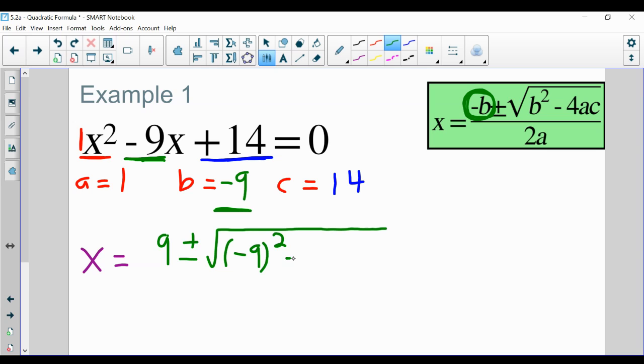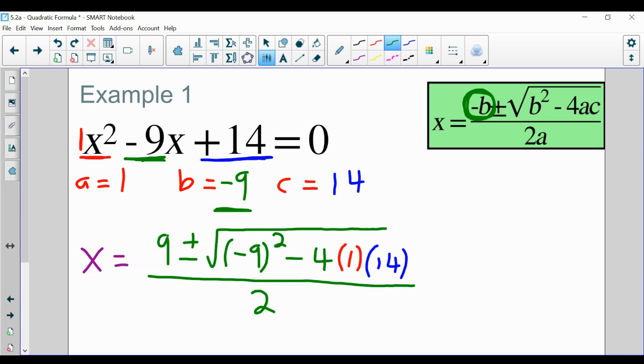And then after that, it's a minus 4 times a, and a is 1, times c, which is 14. And then all of this is being divided by 2 times a, which is 1. So right there is the most difficult part of the quadratic formula, just plugging things in the correct spots. And it really shouldn't be that difficult, right? We all can match up things pretty well at this point in our lives.